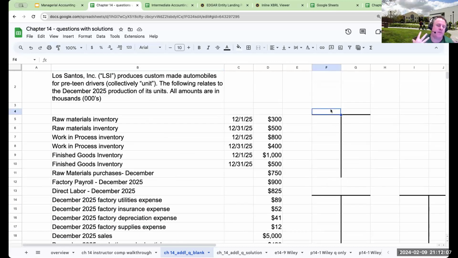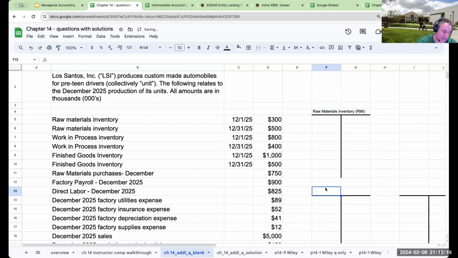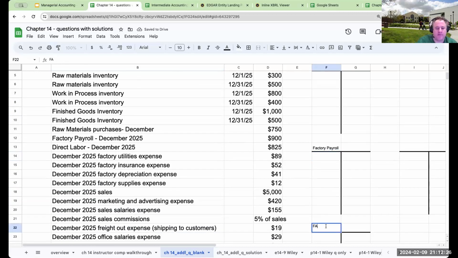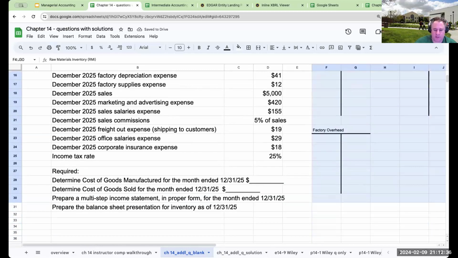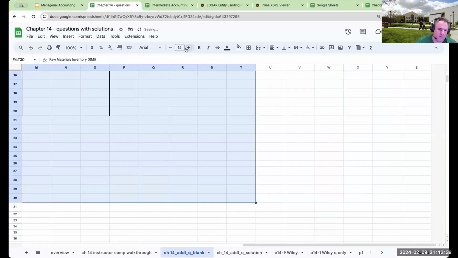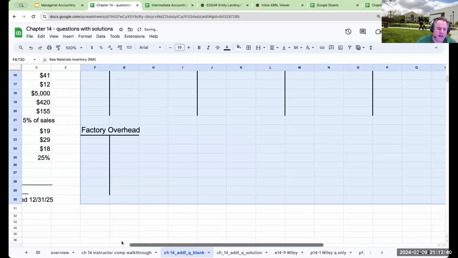So when I'm looking at my production, I'm starting with my ingredients. My ingredients are raw materials inventory, or RMI. I have factory payroll. And then over here, I'm going to have factory overhead. Okay. So these are my ingredients, right? I have materials, I have labor, and then I have factory overhead.